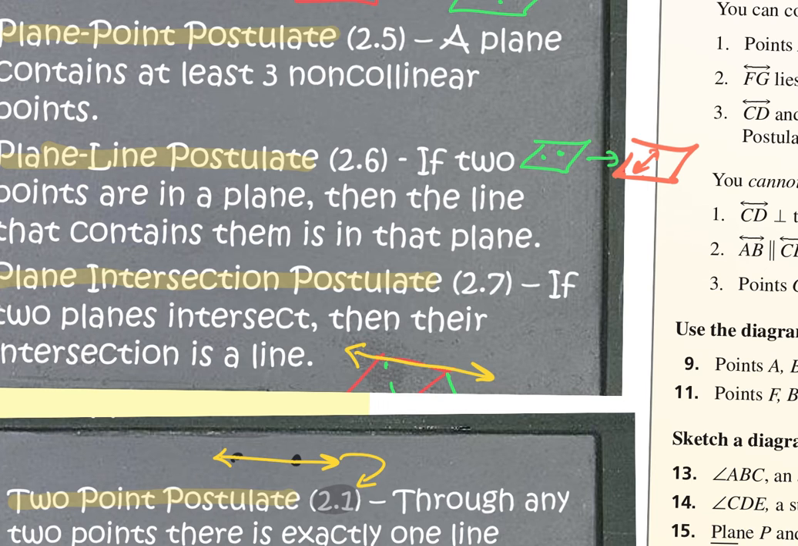Plane intersection postulate says if 2 planes intersect, then their intersection is a line. So we had 2 planes that literally intersected and their intersection was a line.